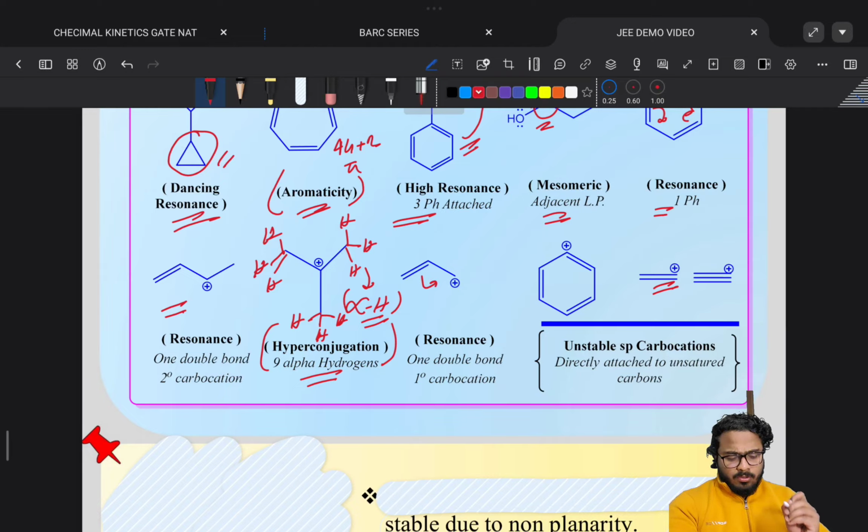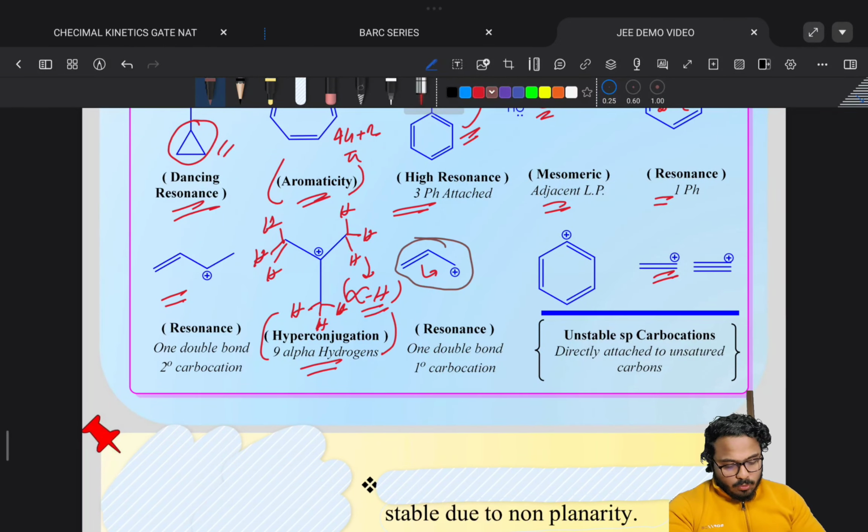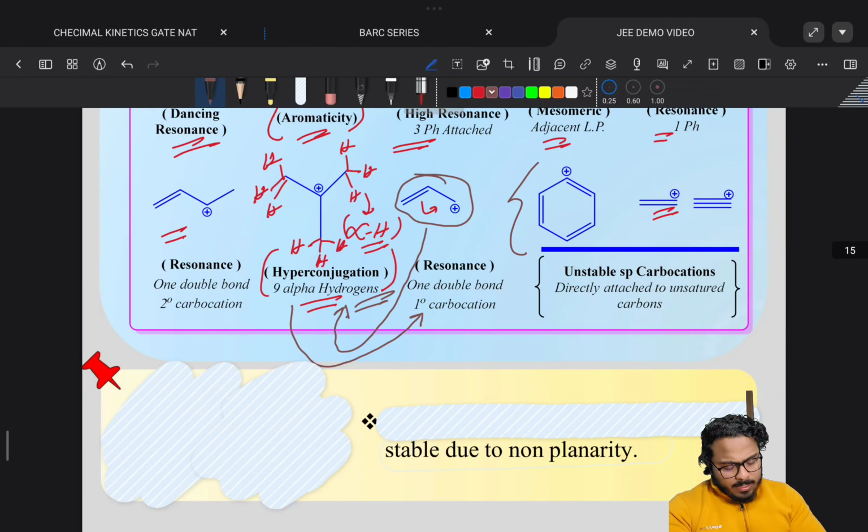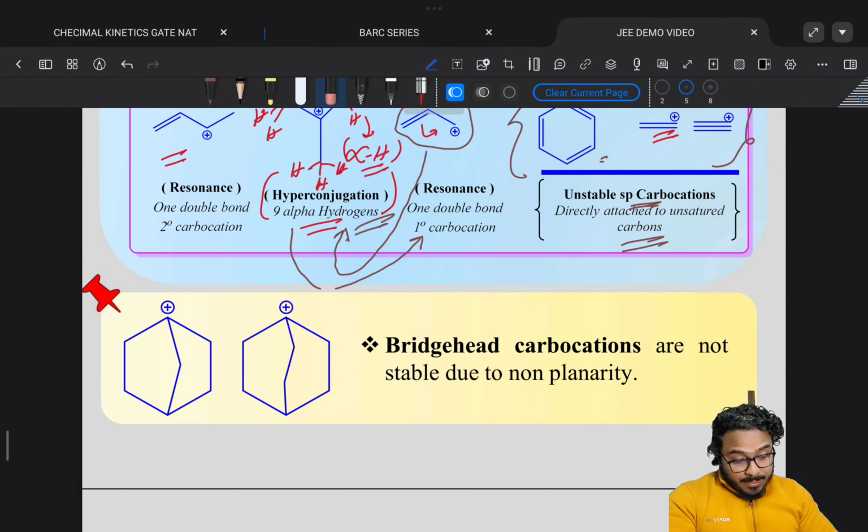Here is one basic correction: the allyl carbocation is much more stable than this carbocation. So this allyl carbocation will be placed here, and this will be placed here. This is a basic mistake, so don't judge it. As you can see, this is an sp carbocation directly attached to an unsaturated carbon, and for that reason it is highly unstable. So I just merged these 3 carbocations.